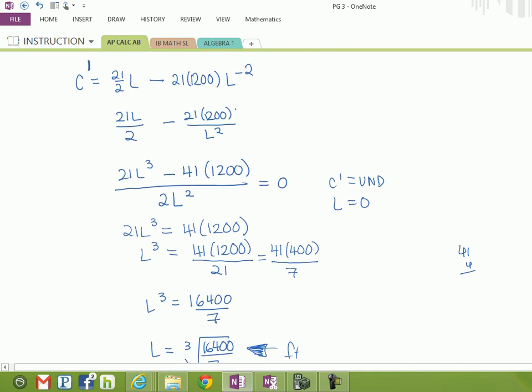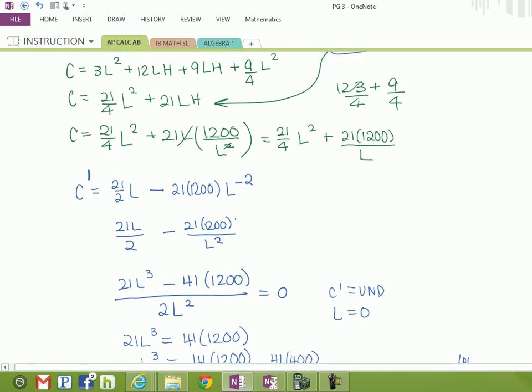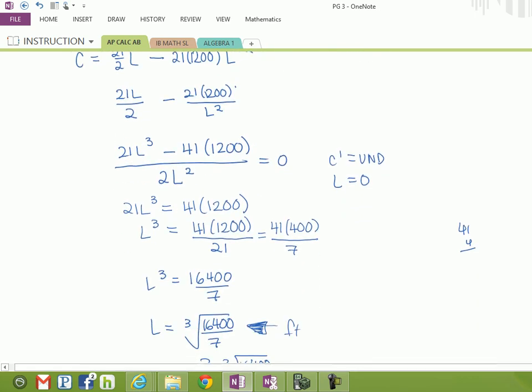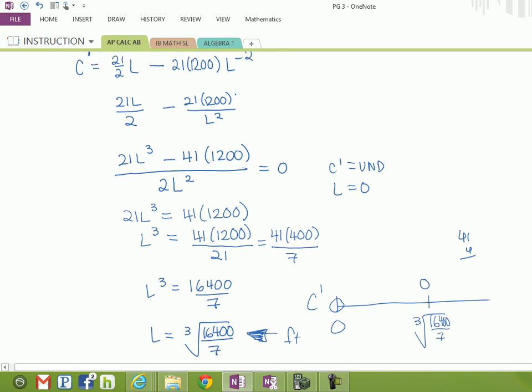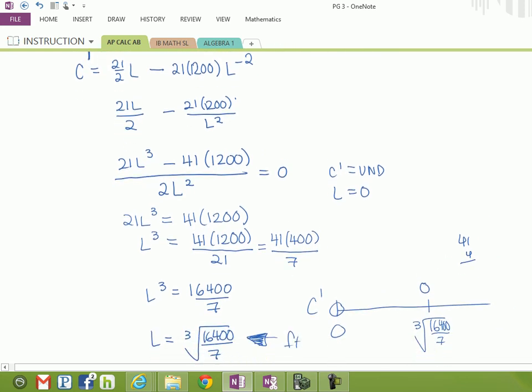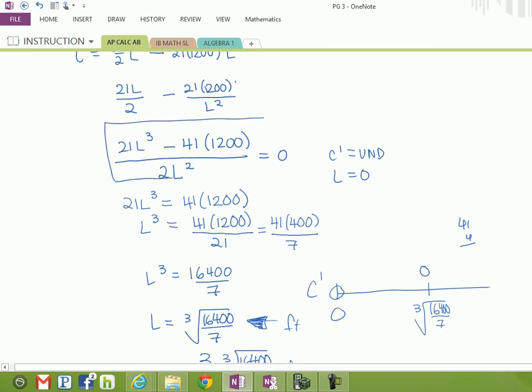I think the one thing I forgot to do, which I did in another video, was make an actual sign chart. I'll do that here. This is the cube root of 16400 over 7. That's a 0, so pick 1. C prime, the most simplified form is here. If I put in 1, it would be negative. Put in a million, and it would be positive. So this is definitely the minimum. There you go. There is the second example.